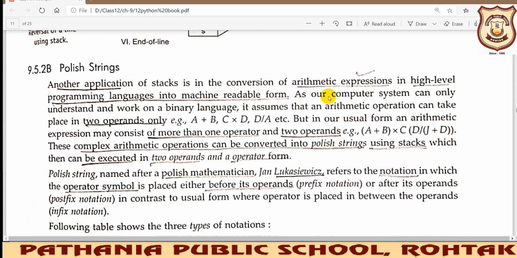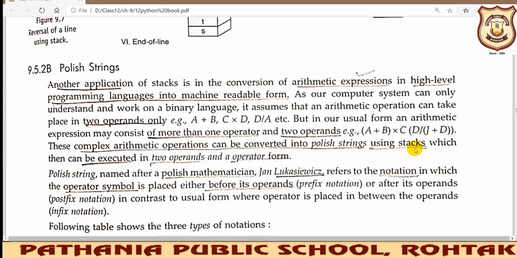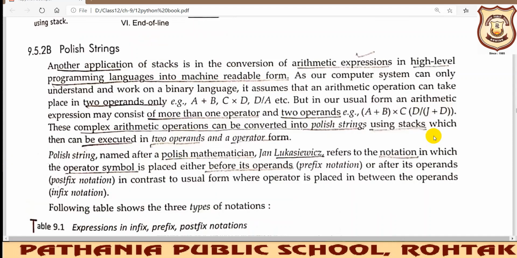Okay, actually our computer system understands binary language only, and it assumes that an arithmetic operation can take place in two operands only, meaning two operands will be there and one operator will be there. But when we come across complex expressions, using the concept of Polish strings or using the concept of stack, we can solve these complex arithmetic expressions also.